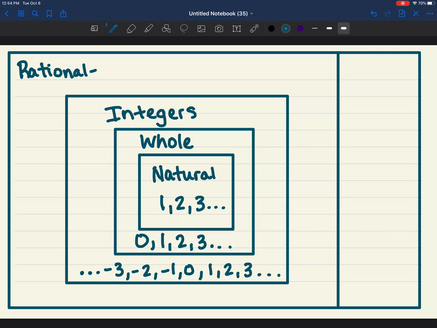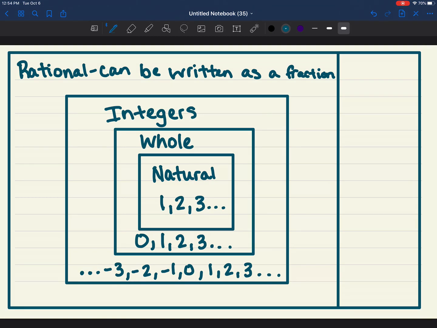All right, we're going to put rational numbers next. Remember we said a rational number can be written as a fraction. Does that mean it definitely starts as a fraction? No. It means it can be written as a fraction.